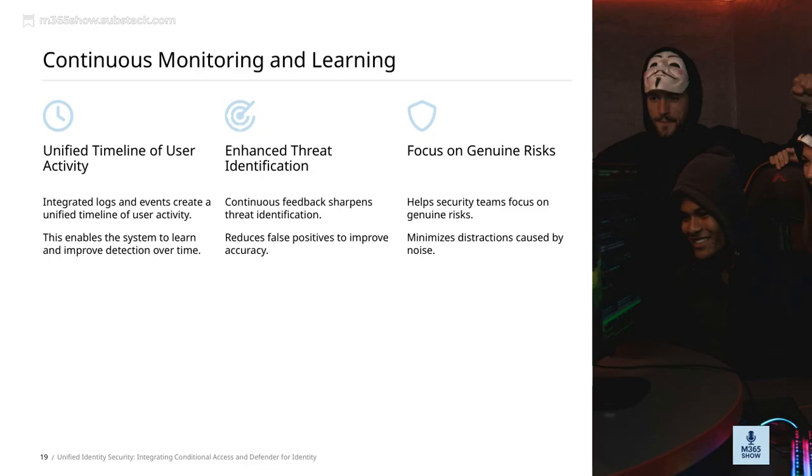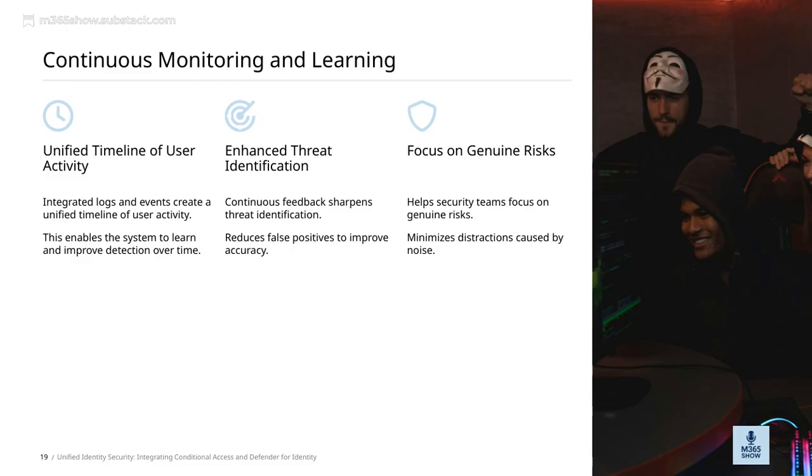Let's talk about continuous monitoring and learning within unified identity security. By integrating tools like Conditional Access and Defender for Identity, security teams can really focus on the genuine risks that matter most. This integration helps minimize distractions caused by noisy data, so teams aren't overwhelmed by false alarms. Focusing on genuine risks is crucial because continuous feedback allows the system to sharpen its threat identification over time. This means fewer false positives, which improves overall accuracy and helps security teams respond more effectively.